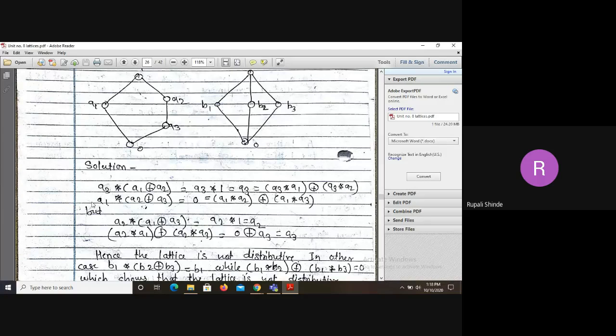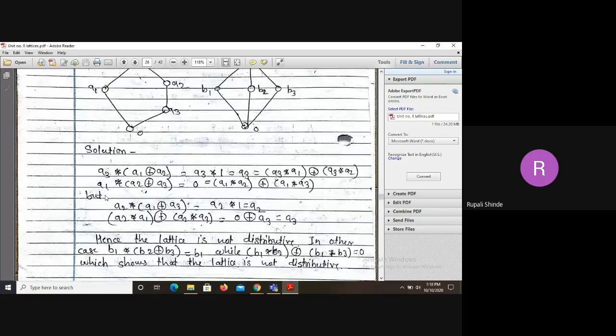So this satisfies the distributive property. Now we have checked this for the pair of elements A1, A3, and A1, A2, and A3. Now we have to consider A2 as the first element. So I have written here A2 star. Whatever two elements are remaining, we have to apply the XOR operation on them. So A2 star (A1 XOR A3).